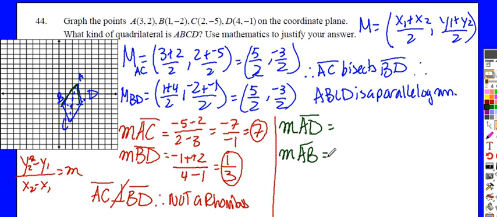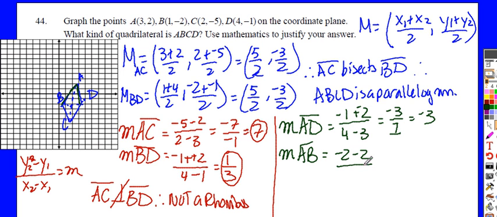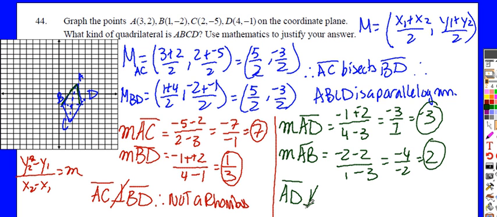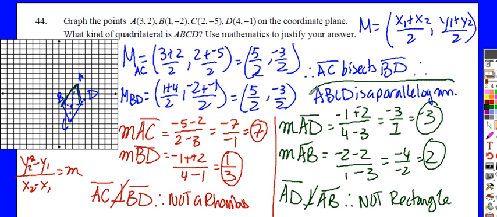The slope of AD will be (-1 minus 2) over (4 minus 3), which is -3 over 1, just -3. And AB is going to be (-2 minus 2) over (1 minus 3). Basically, that's -4 over -2, or just 2. Since these are not negative reciprocals, AD is not perpendicular to AB, so therefore it is not a rectangle. If it's not a rhombus and not a rectangle, it is just a parallelogram.